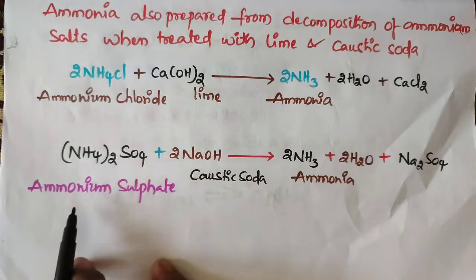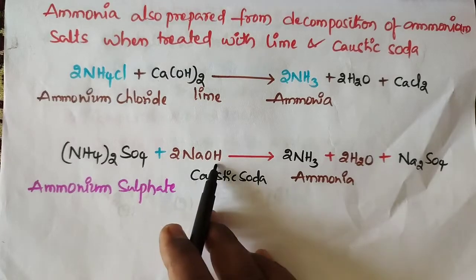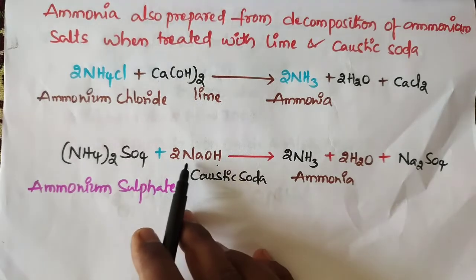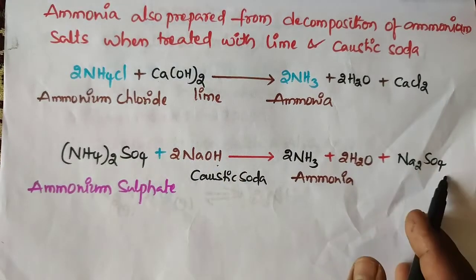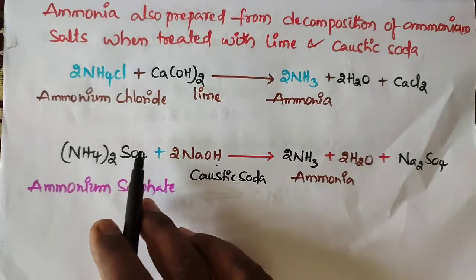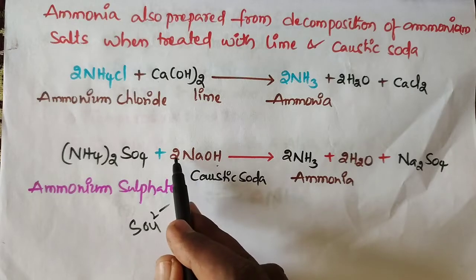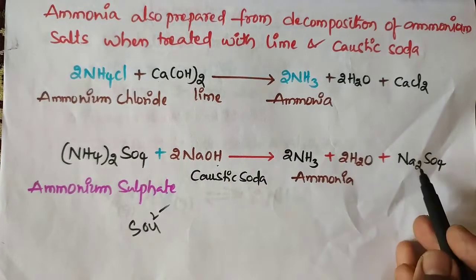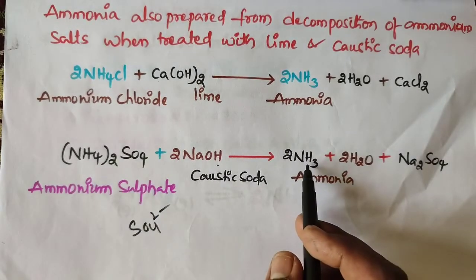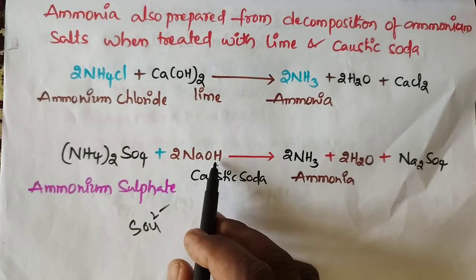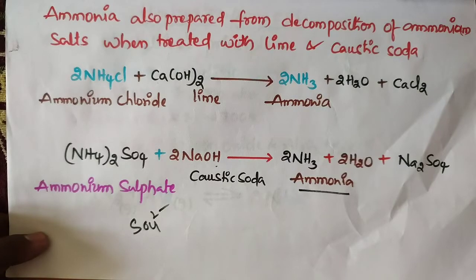Another ammonium salt is (NH4)2SO4, ammonium sulfate, treated with 2 NaOH. The SO4 with 2 Na gives Na2SO4, because SO4 is in the minus 2 state and Na is in the plus state, so we take 2 moles. The remaining 2 NH4 forms 2 NH3, and the remaining 2 hydrogens with 2 OH give 2 H2O. Following these steps, a small quantity of ammonia is prepared.